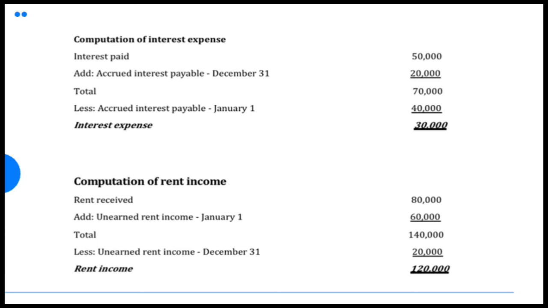For the computation of the rent income, we have the rent received na 80,000 pesos, then add the unearned rent income nung beginning of the year na 60,000 pesos. So, we have the total of 140,000 pesos. But to complete the computation sa rent income, we need also to less the unearned rent income nung ending of the year. Ayun yung nung December 31 na 20,000 pesos. So, 140,000 pesos minus 20,000 pesos, we have the total rent income na 120,000 pesos.